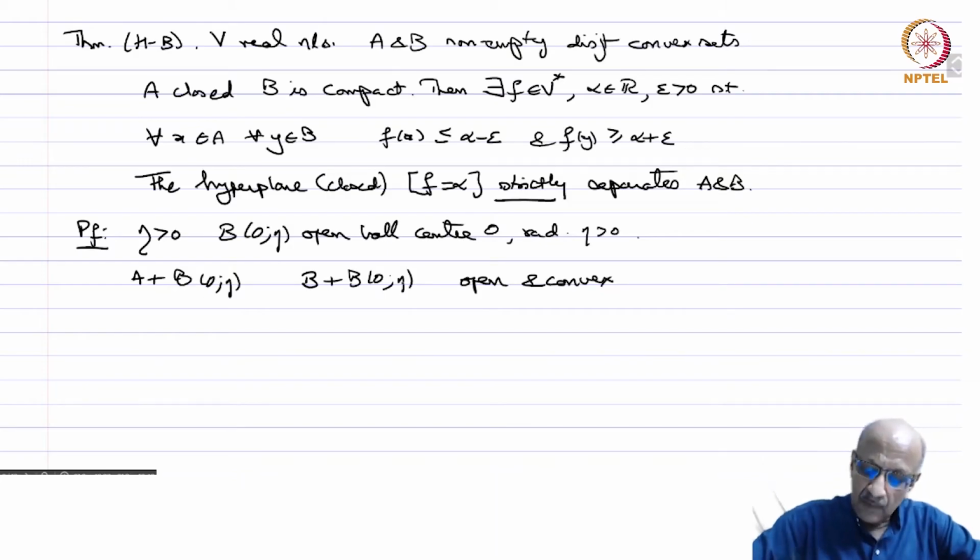Convex because each is the sum of two convex sets, and open because B0 eta is open. Just like last time, you can write A plus B0 eta as the union over all x in A of B0 eta plus x. A translation of an open set is open, and a union of open sets is open, and therefore this will be open, and similarly this is also open. So you have your thing. So if eta is sufficiently small, then they are disjoint as well.